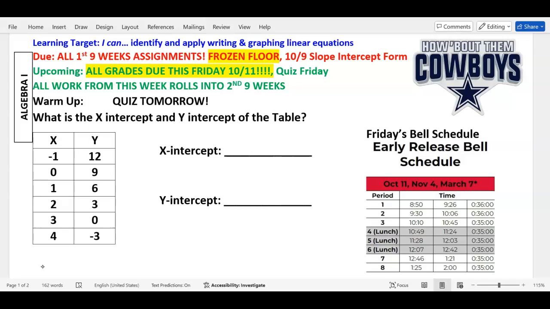Tomorrow we're having a quiz, and this is your bell schedule for tomorrow, okay? 35, 36-minute classes. The weekend starts at 2 o'clock tomorrow. For y'all, not for me. Okay, remember, this assignment from yesterday, and what I'm going to give you today is for the second 9 weeks.